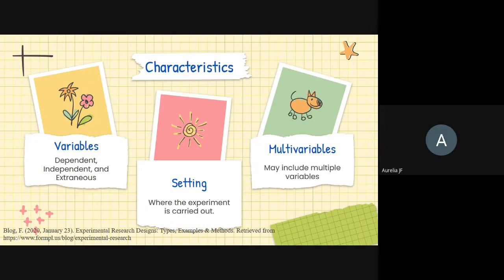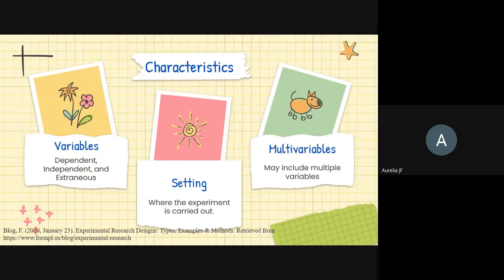So the next one is the characteristics. The first one is variables. The dependent variables are the variables being treated or manipulated and are sometimes called the subject of the research. Next, the independent variables, which are the experimental treatment being exerted on the dependent variables, while the extraneous variables are the factors affecting the experiment that may also contribute to the change.